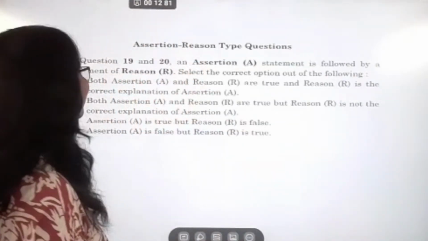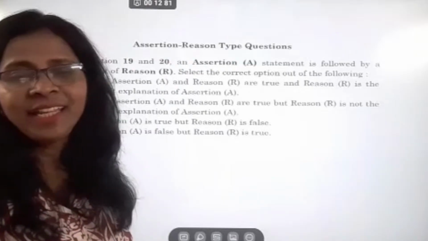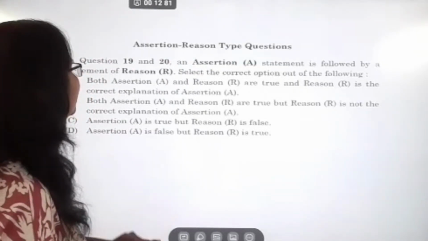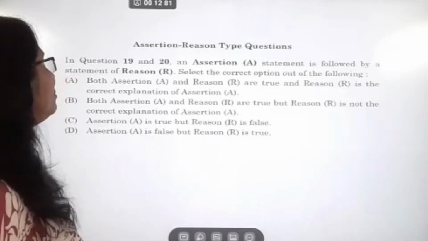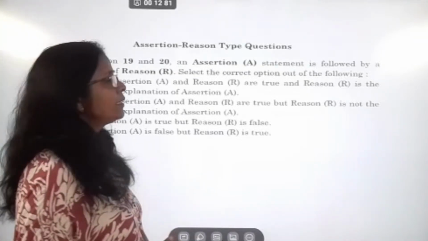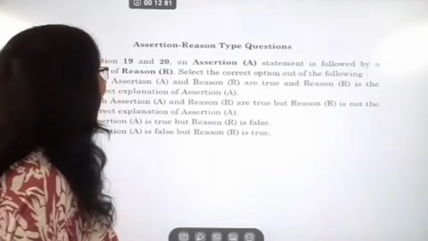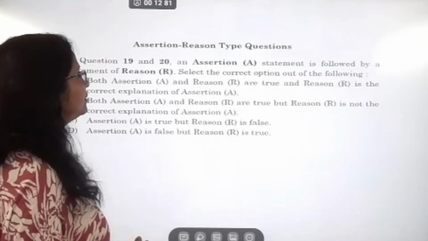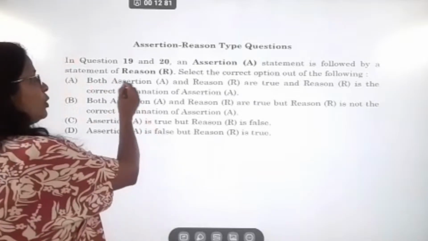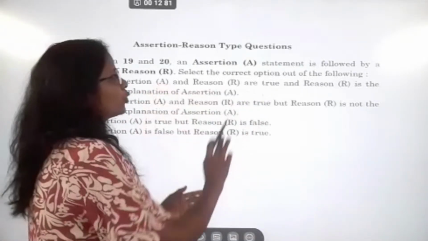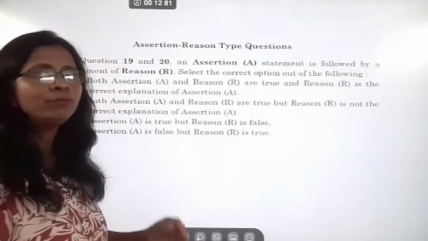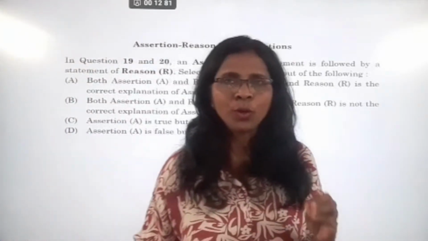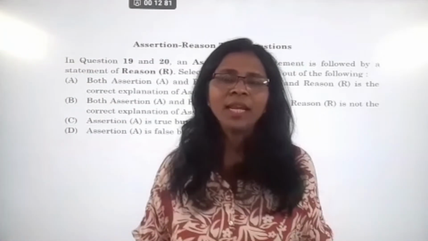Next example is the 19th example, 19 and 20. These examples are based on assertion-reason type questions, where the assertion A statement is followed by a statement of reason R, and we select the correct option out of the following. There are 4 options, and we are familiar with those options. Now let us see the next one.